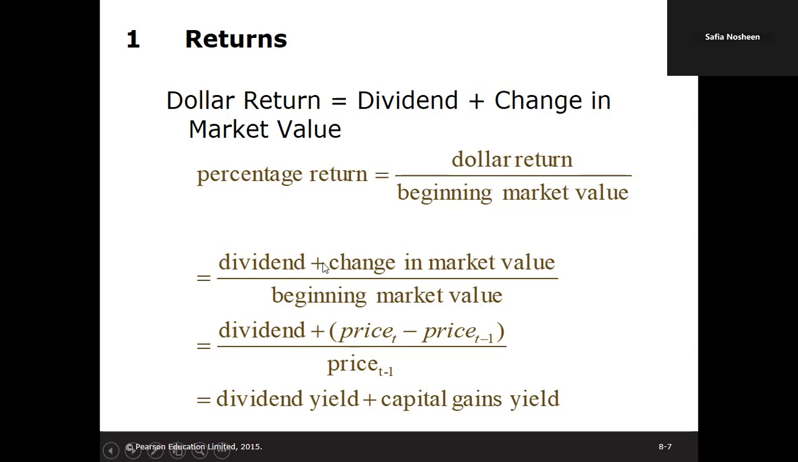So dividend plus change in the market value, where change in the market value means price today minus price some previous period. And dividend divided by the beginning investment is the dividend yield, whereas the change in the market value of the asset divided by the beginning investment is the capital gain yield.